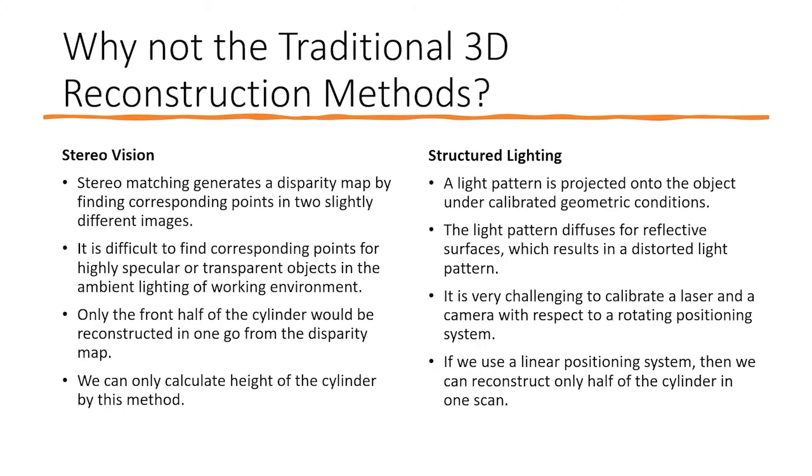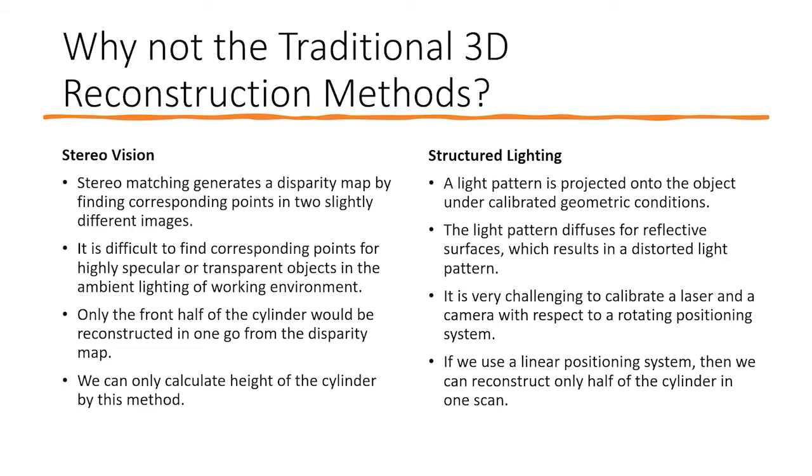In this slide, I'll explain the reason for not using the traditional 3D reconstruction methods. Stereo vision and structure lighting are two of the most popular 3D reconstruction methods. Stereo vision works on the concept of human eyes. It generates a disparity map by finding corresponding points in 2 slightly different images. However, it is difficult to find corresponding points for highly specular or transparent objects in the ambient light. Also, we can reconstruct only the front half of the cylinder in one go from the disparity map. Additionally, we can only calculate height of the cylinder by this method.